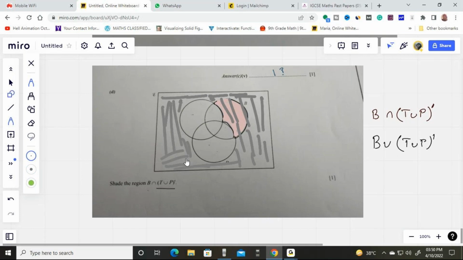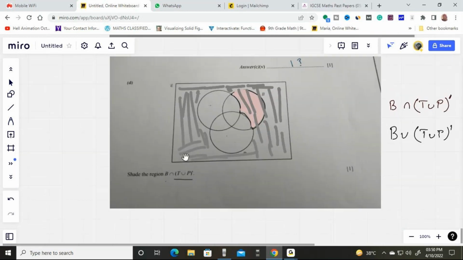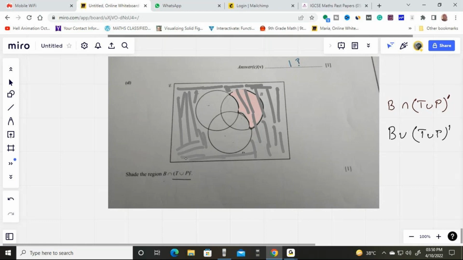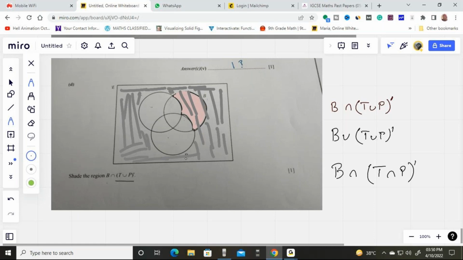Okay, like that. Then what if they do B intersect T complement, like in a bracket? B intersection T intersection P whole complement. Yep. Okay, let me remove this whole thing now.